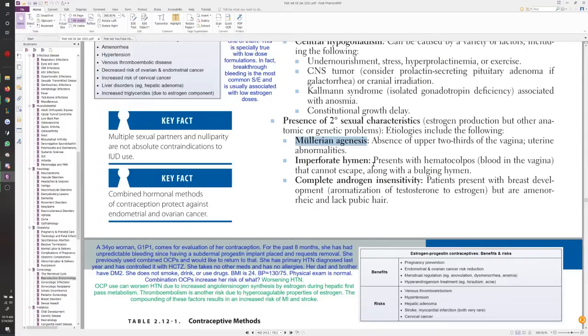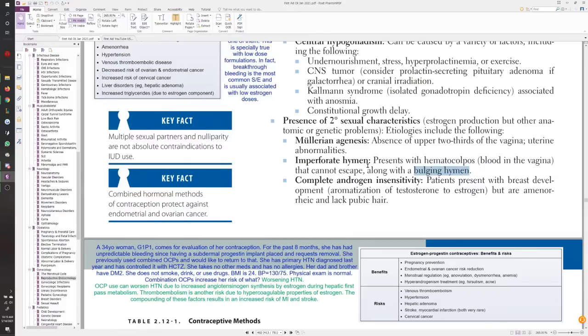Imperfect hymen. This is just a hymen that never really opened up at all. So there's no opening. This is going to be another case scenario. We're going to have absence of menses, right? These are all case scenarios where you may have absence of menses. Here you're going to get something called hematocolpos, where because menses is occurring right behind the hymen, there's going to be a lot of blood pooling up. So there's going to be blood in the vagina that cannot escape, along with the bulging hymen. And that's the key giveaway.